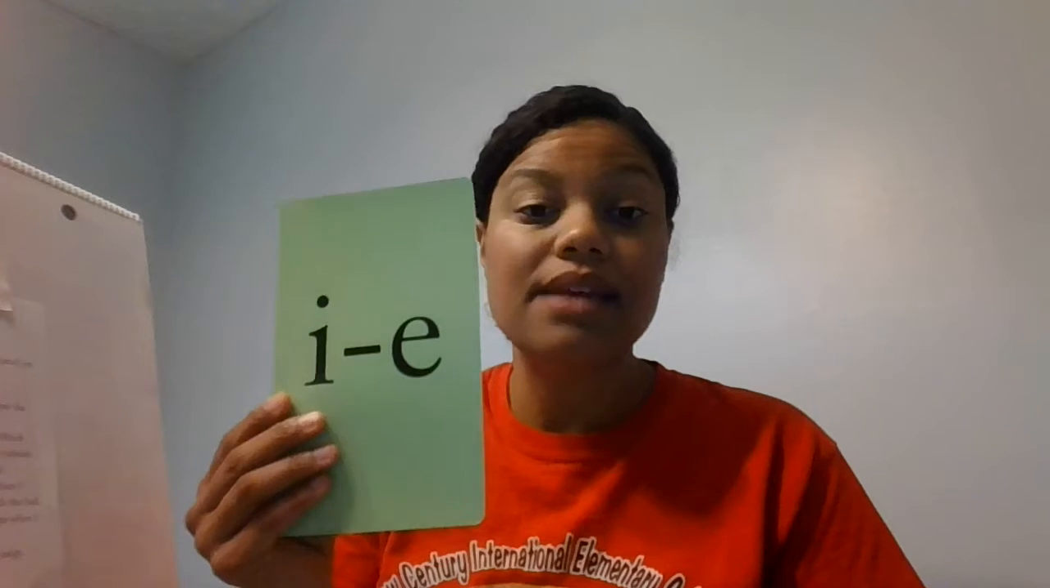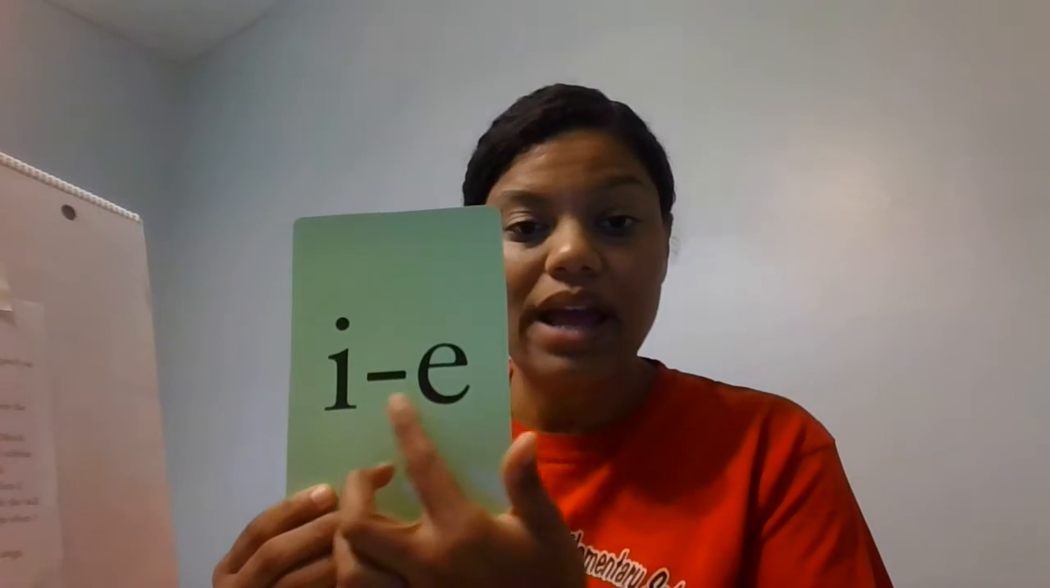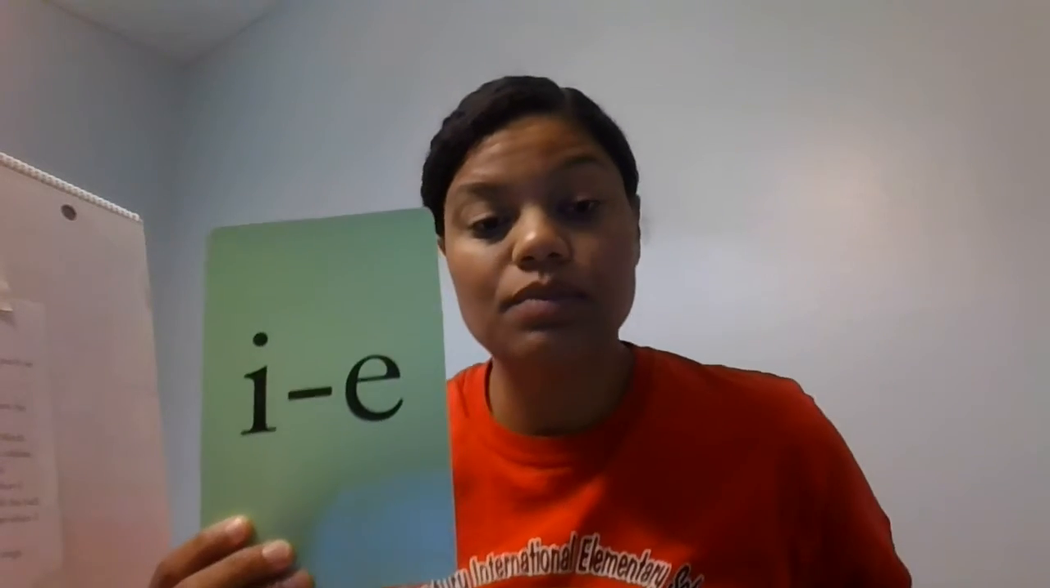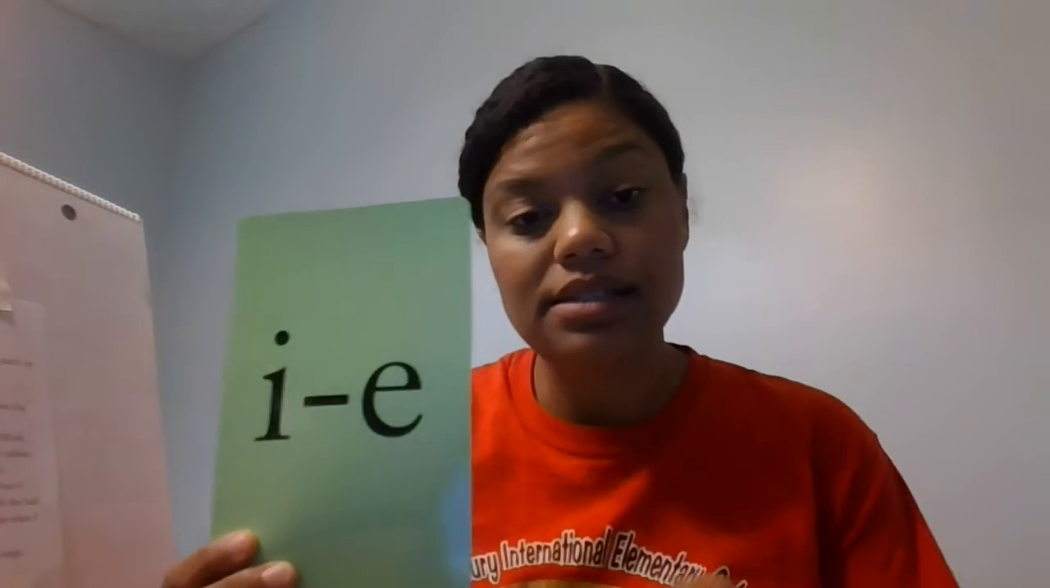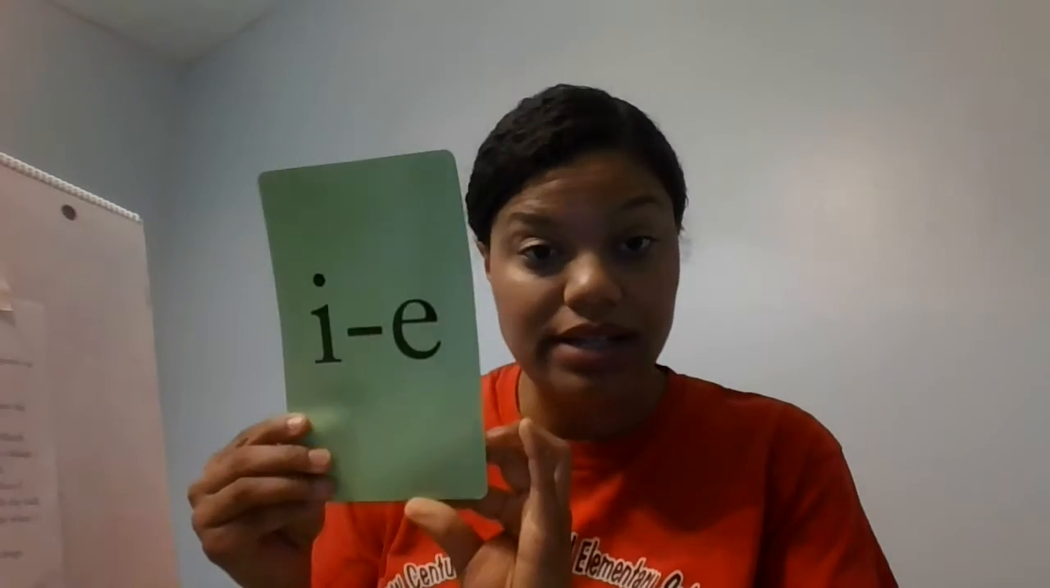We had also practiced I consonant E before we left. Again, we remember when I have that E at the end, it jumps over the consonant and makes the I say its long name. So when I see this card, I consonant E, I want to remember the I is making the long I sound. We had not yet practiced all the rest of my vowel consonant E skills.